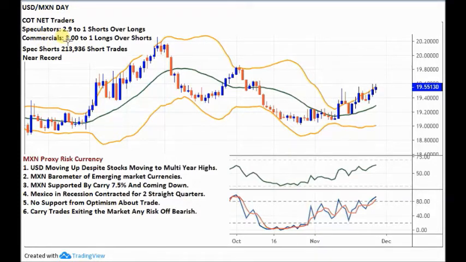And what we can see is speculators 2.9 to 1, shorts over longs, so pretty bearish for them. Commercials 3 to 1, longs over shorts, pretty bullish for them.